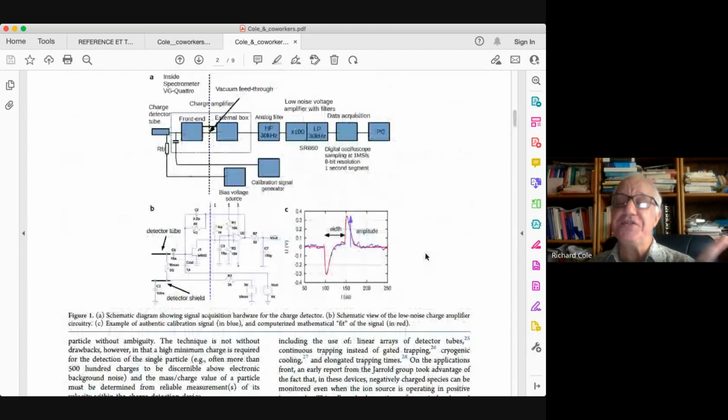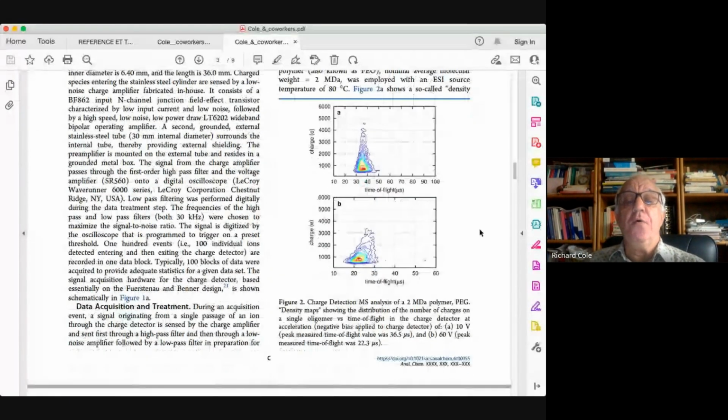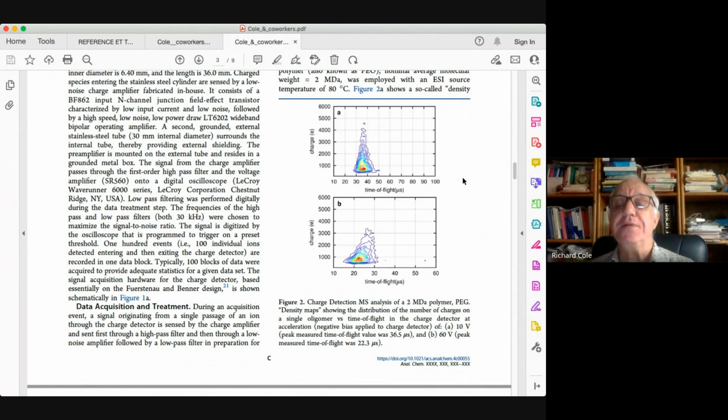Okay, and just another point of clarity, this system is a one-pass system. There's other systems where you send the same particle back and forth through the charge detector, making multiple measurements on a single particle. Our system is a so-called single-pass system. Okay, what you're looking at here is a so-called density map of our 2 Megadalton polymer, polyethylene glycol.